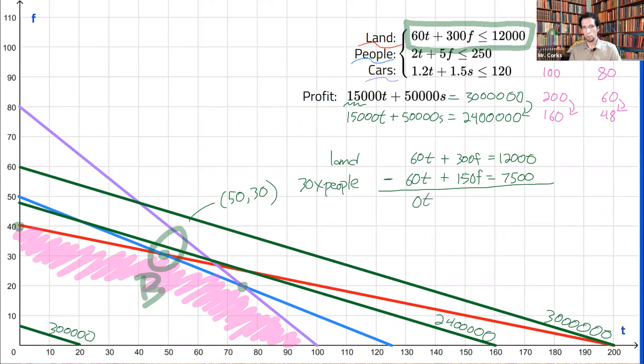So 0T and 150F, and this will turn into 4,500. So F is equal to what? 30. 30. Okay, so we've confirmed it, and then the other one, from this point, T is not very hard to figure out, but let's just do that quickly here. So 2 times T plus 5 times F, which is 30, is equal to 250 here. So 2T will be equal to 100. So T is equal to 50.